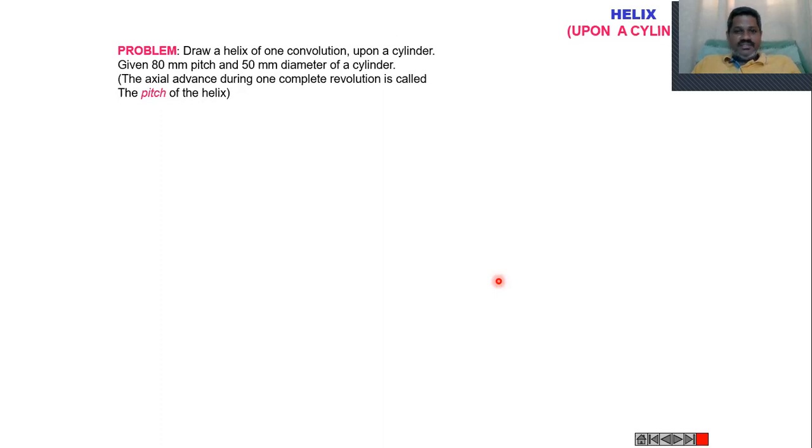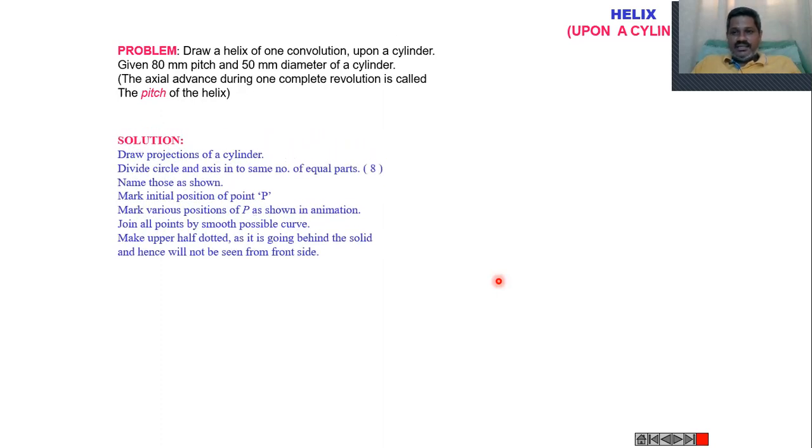So now let us see with these dimensions how to draw the helix. First, draw the front view and the top view of the cylinder with the given dimensions. In this case, the height of the cylinder is 80 mm because the point is moving 80 mm distance along the axis, and the diameter is 50 mm. Draw the projections of the cylinder like this.